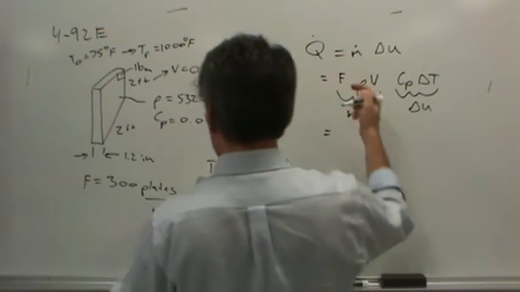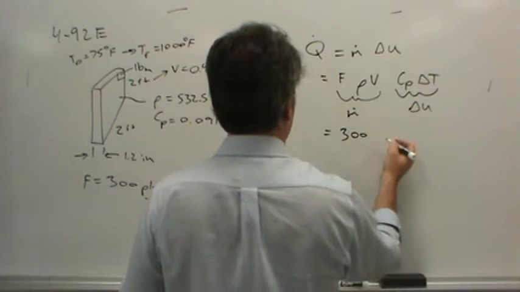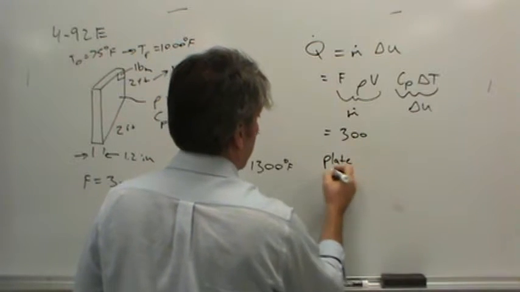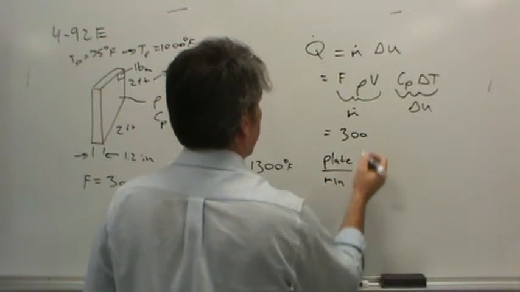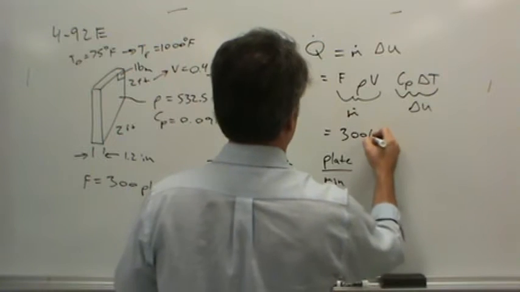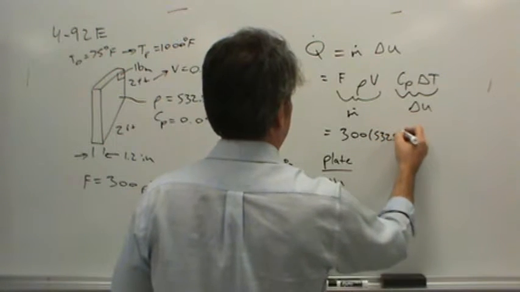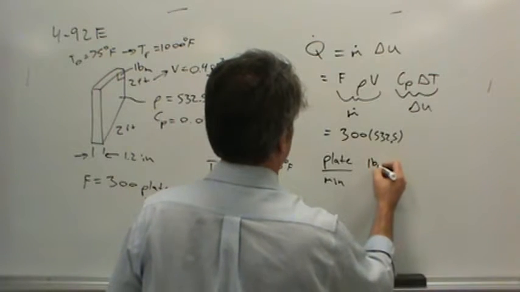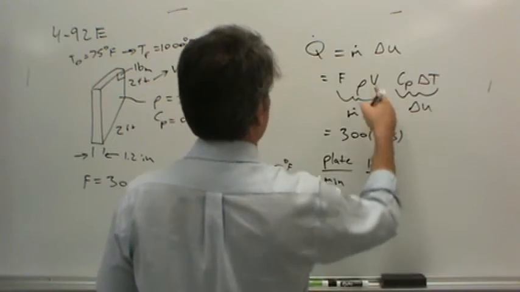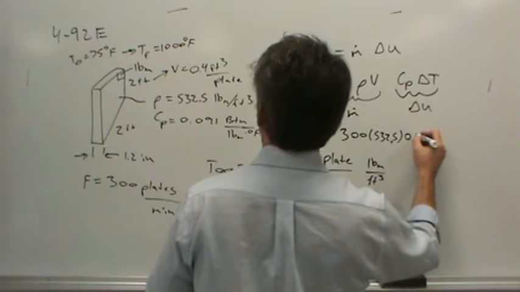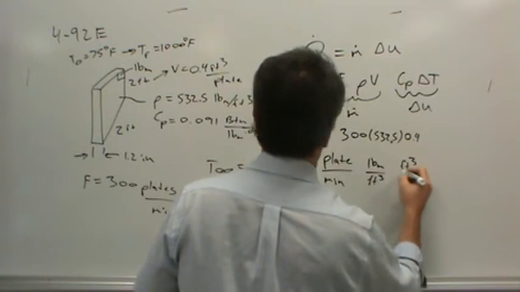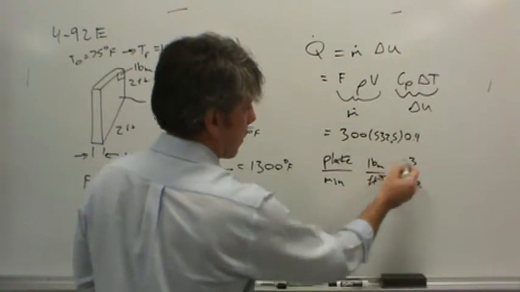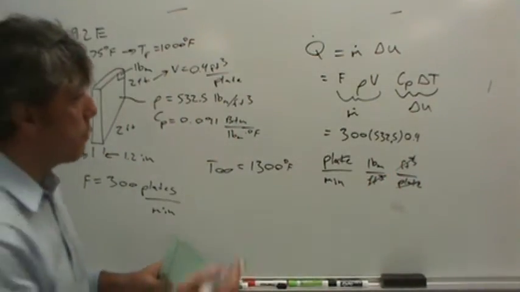The flow rate is 300, and let's write the units below, otherwise I'll run out of space. Plates per minute. The density is 532 and a half pound mass per cubic foot. The volume is 0.4 cubic feet per plate. So see how plates go away? We've already discovered this, right? So far we have pounds mass per minute.